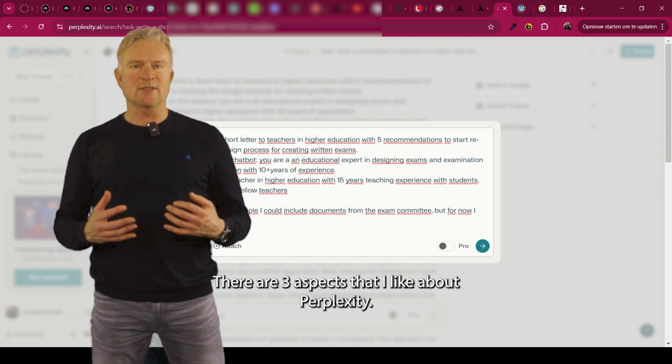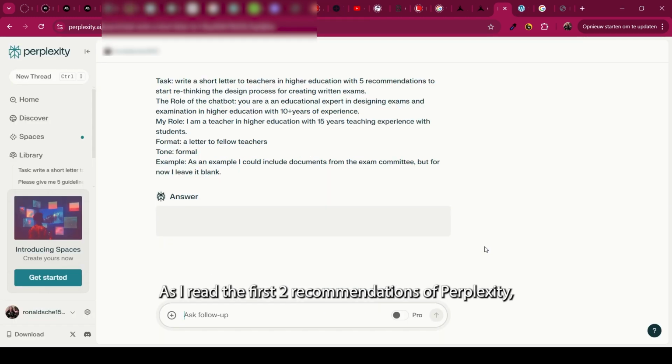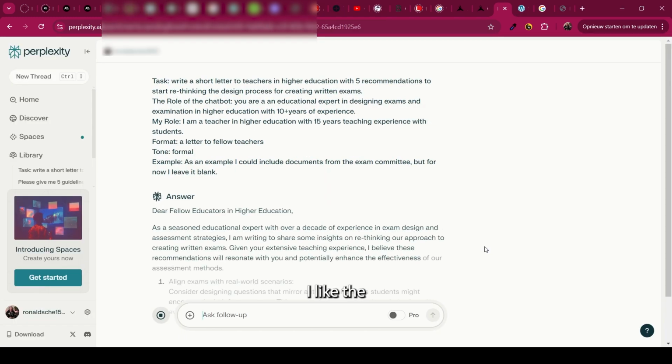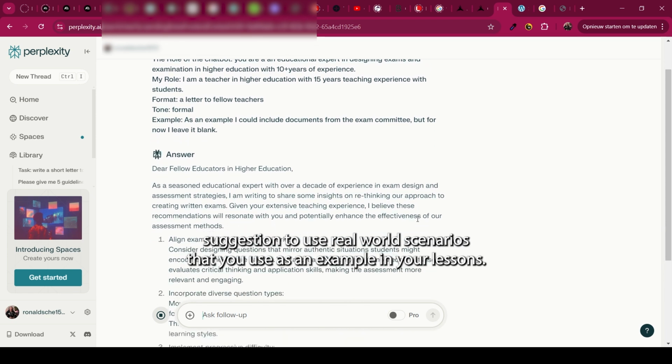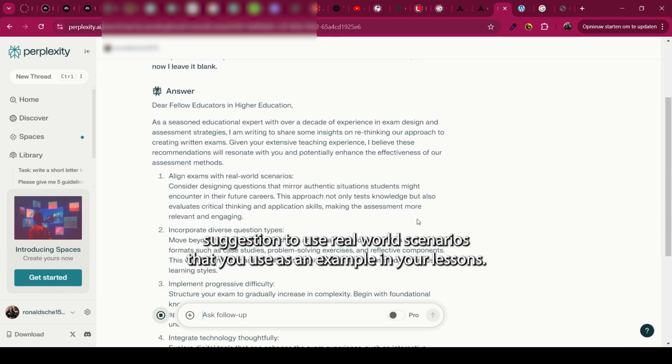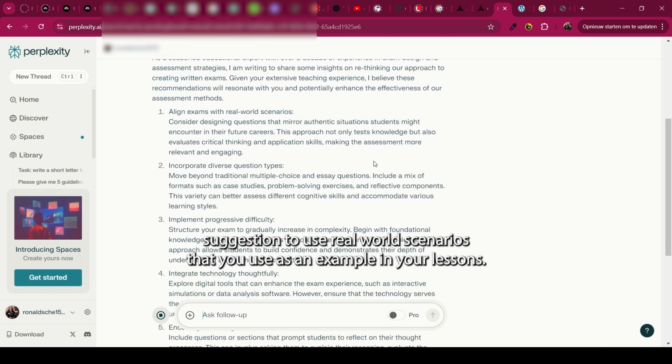There are 3 aspects that I like about Perplexity. As I read the first 2 recommendations of Perplexity, I like the suggestion to use real-world scenarios that you use as an example in your lessons.